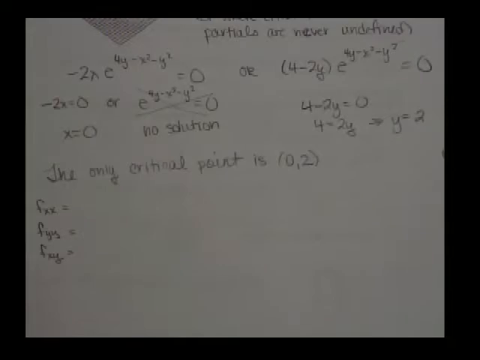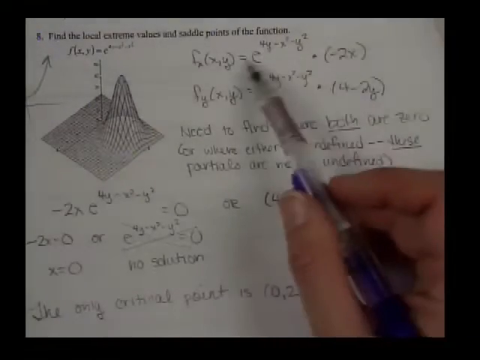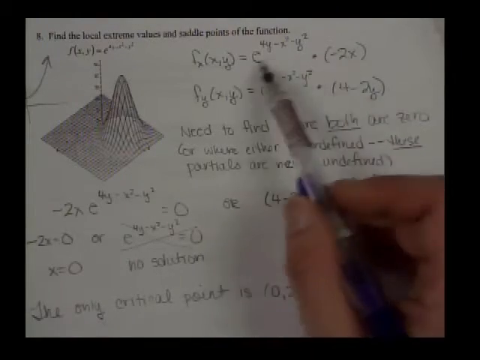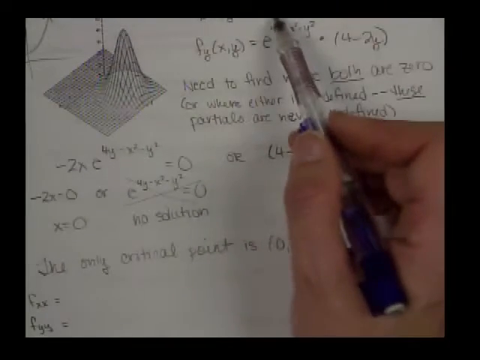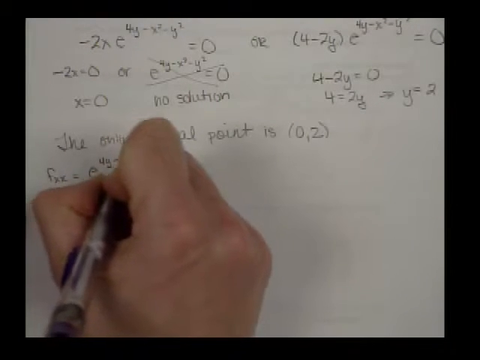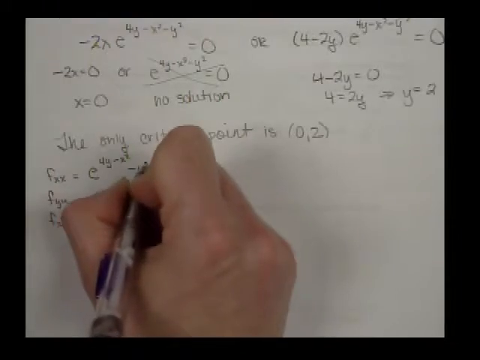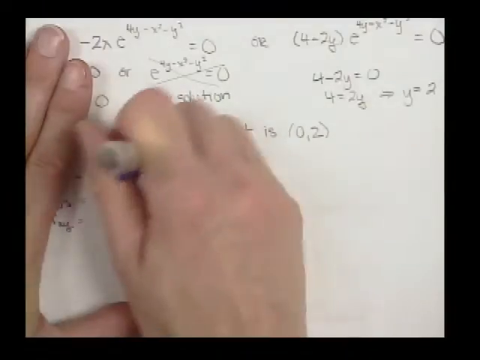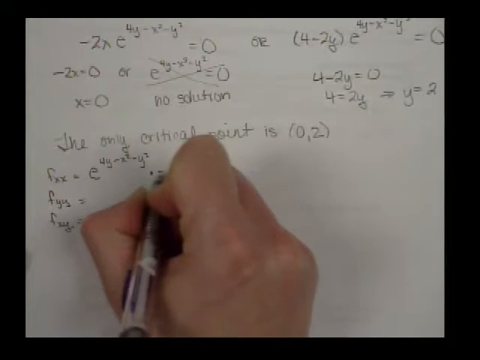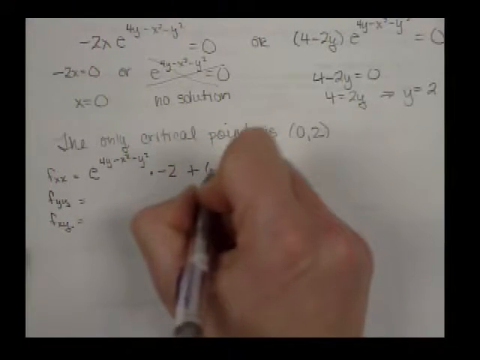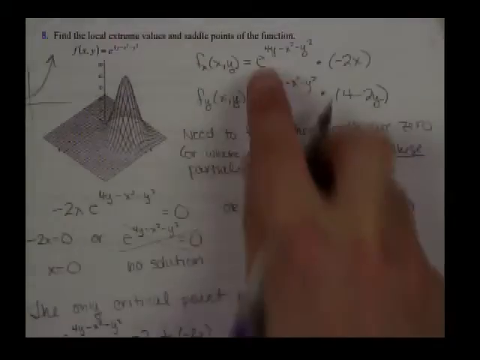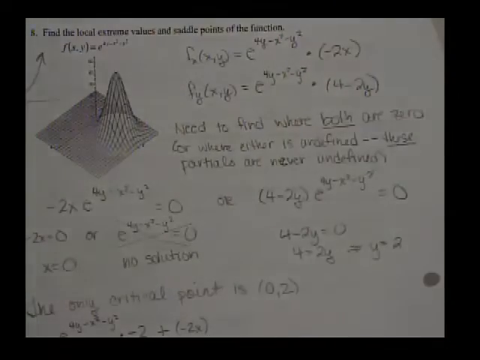Okay, so f sub xx. So here's f sub x. Do we need to use the product rule? Yes, there are two functions of x. So it's the first times the derivative of the second. And the derivative of the second is just negative 2, plus the second times the derivative of the first. Well, actually, f sub x is the derivative of the first, right?